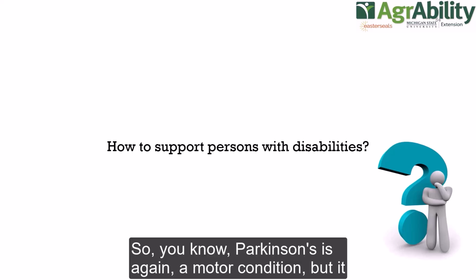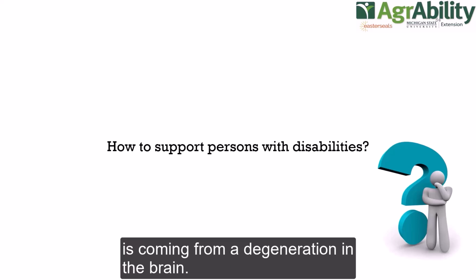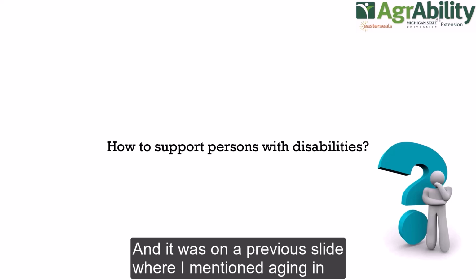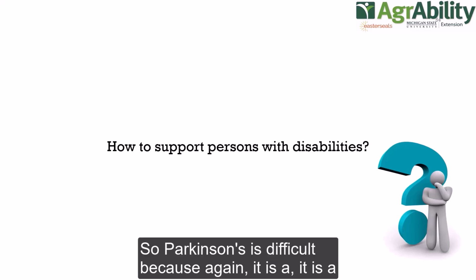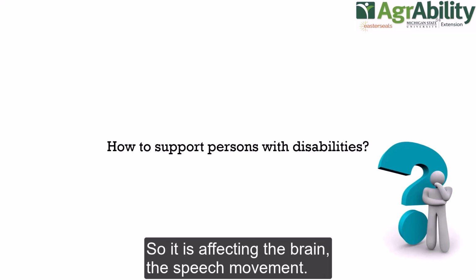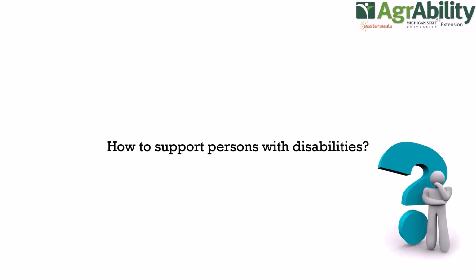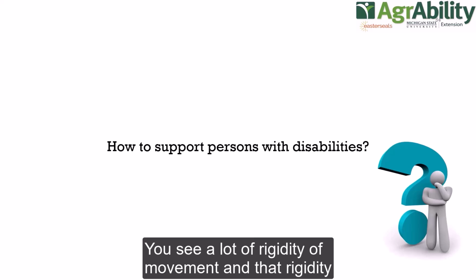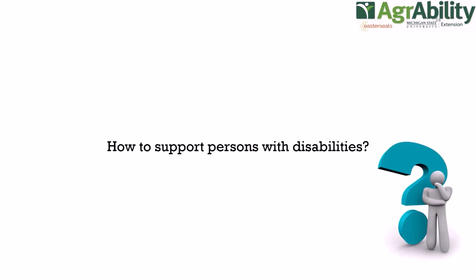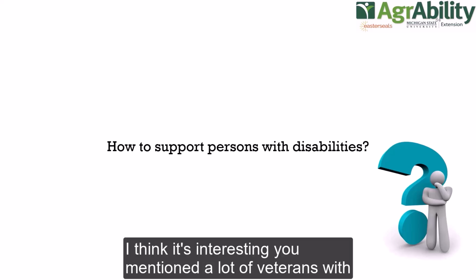Oh, yeah. So Parkinson's is, again, a motor condition, but it is coming from a degeneration in the brain. And it was on a previous slide where I mentioned aging and Parkinson's. So Parkinson's is difficult because, again, it is a progressing condition of neurodegeneration. So it is affecting the brain, the speech, movement. You see a lot of rigidity of movement, and that rigidity oftentimes is creating impacts and falls. I think it's interesting you mentioned a lot of veterans with Parkinson's.